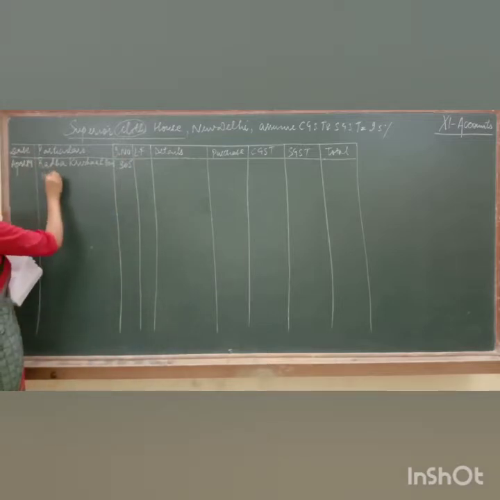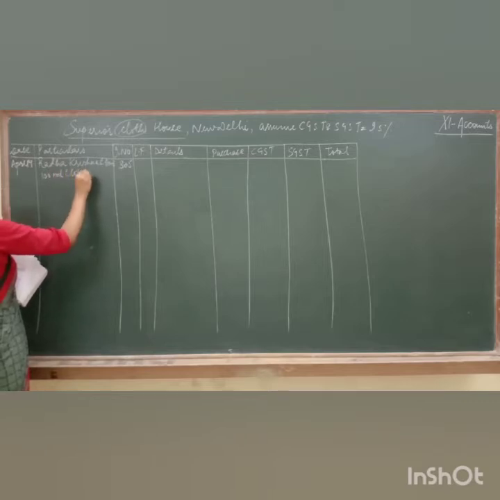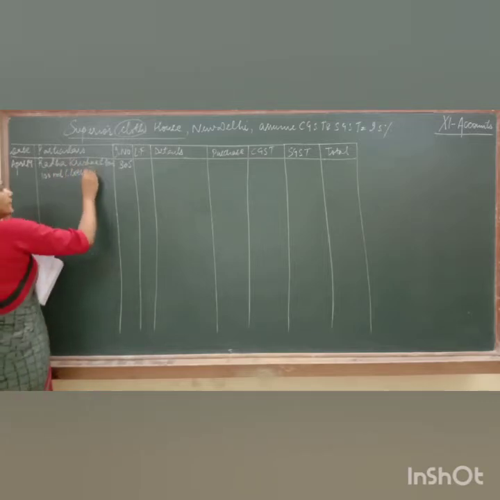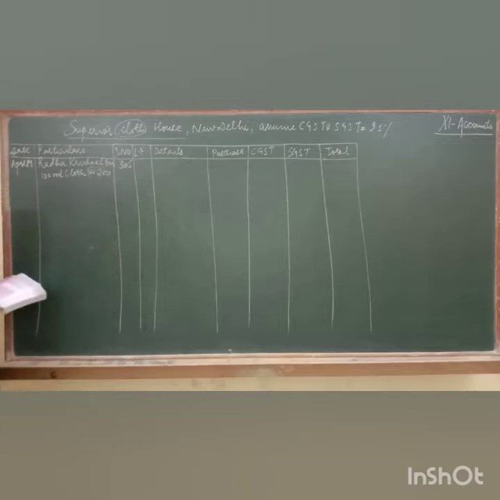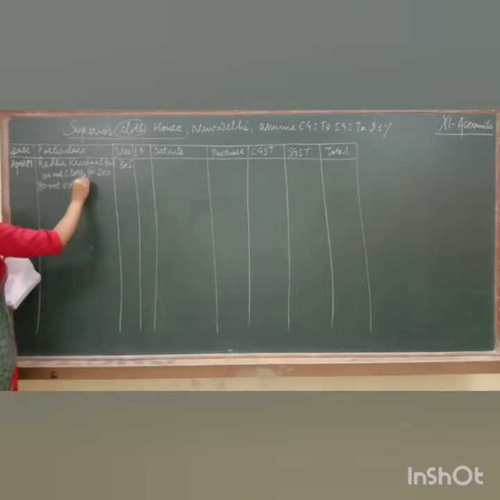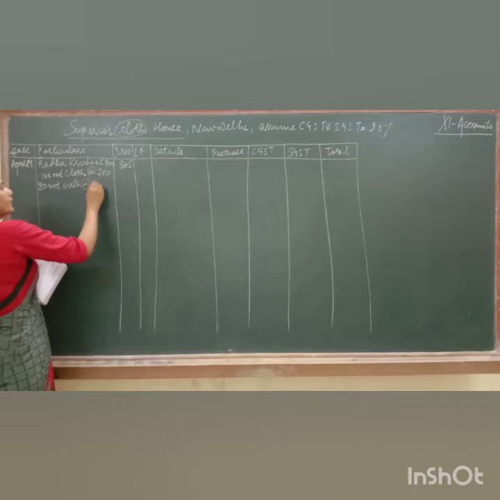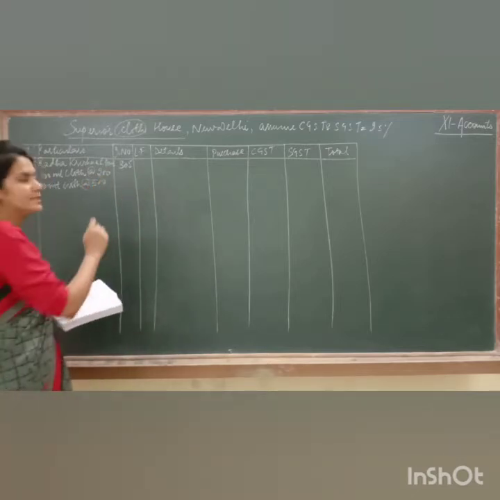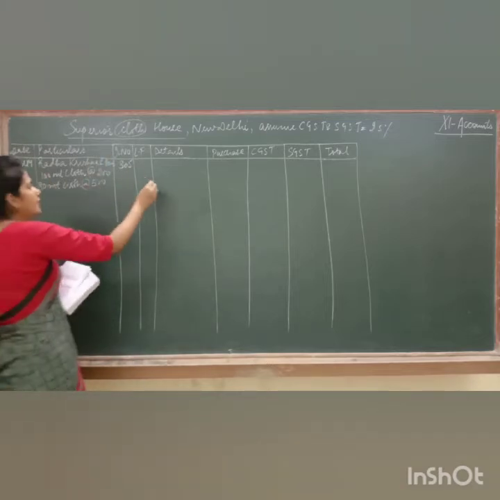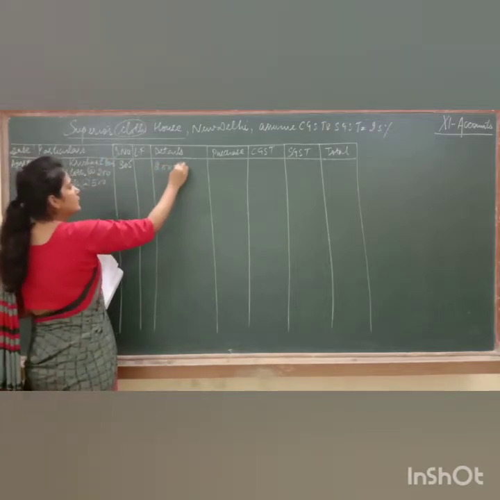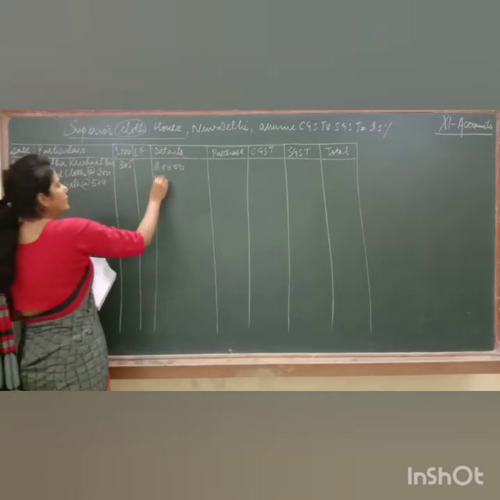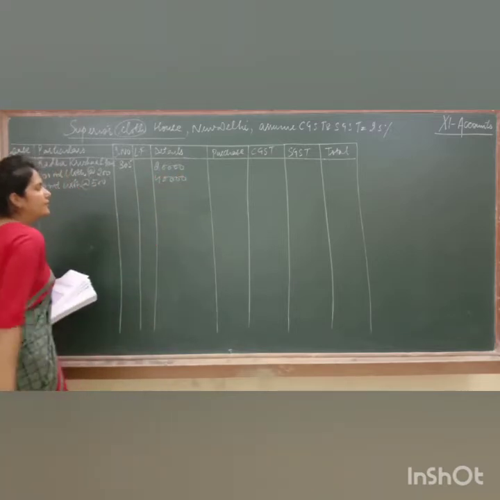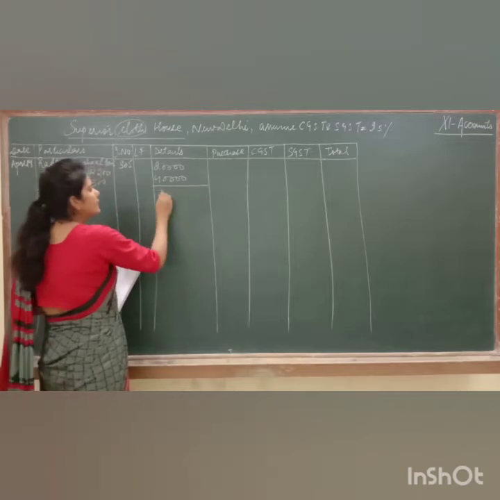We have purchased 100 meter cloth at the rate 200 per meter. We have purchased 80 meter woolen cloth at the rate 500 per meter. Got it? So first of all, write in the detail column: 100 into 200 means 20,000. 80 into 500, 40,000. Fine. So write total. Total is 60,000.